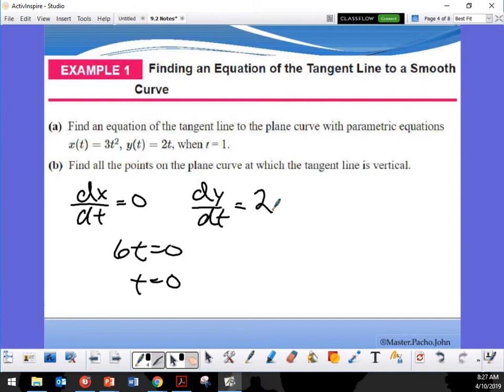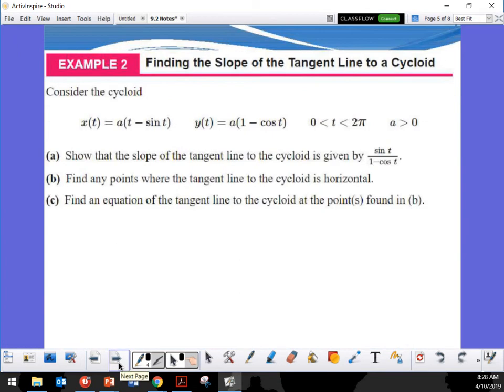So now, find all points. My point is when t is 0, right? Plug in t equals 0 here, we get 0. So I only have one point at which this is going to have a vertical tangent line. Easy? Yep. Okay. So I like derivatives. It's cycled back.